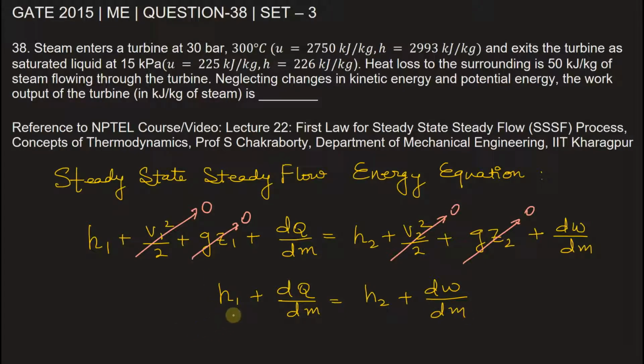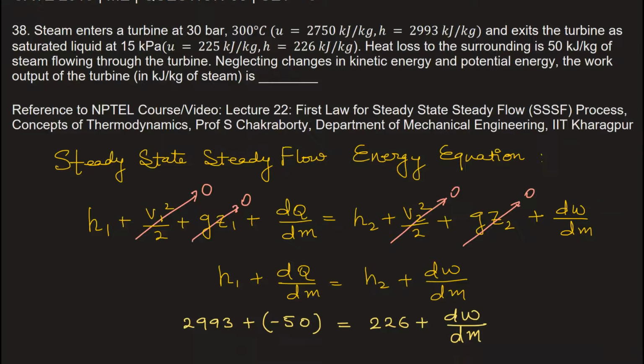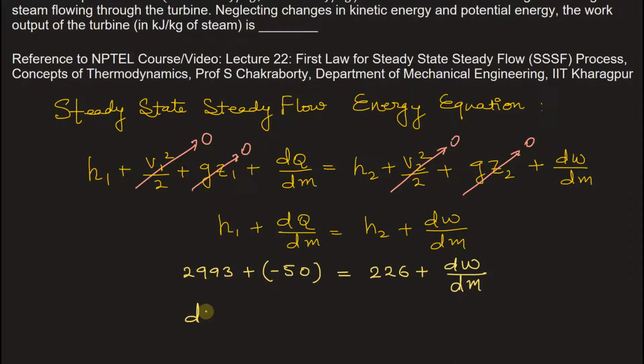Now according to the problem, H1 is 2993 plus dq by dm is minus 50. Heat is lost to the surroundings, so it will be negative, and this will be equal to H2, which is 226 plus dw by dm. So the work output from here per unit mass, so dw by dm, will be equal to 2717 kilojoule per kilogram. Okay, so this is the specific work output.